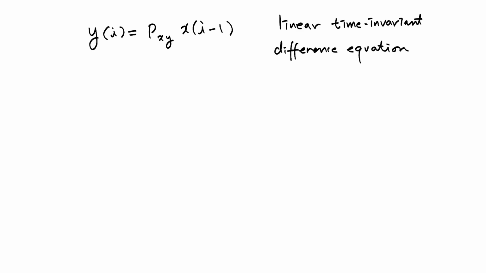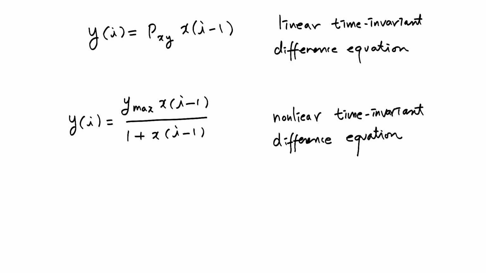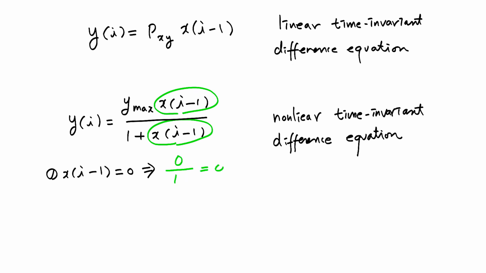Let's have another model. This time we will have a nonlinear time invariant differential equation. And what do we have here? What if X of i minus 1 is 0? There is no X. Then this value becomes 0 and this value becomes 0. So we have a 0 over 1, which is 0. How about if X of i minus 1 is infinity?